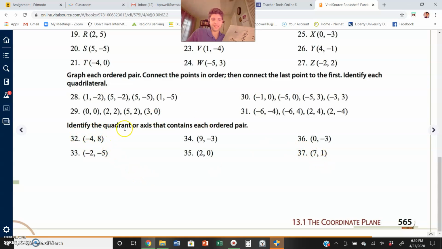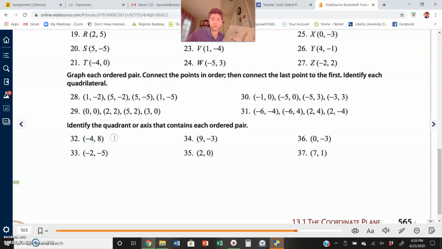It says identify the quadrant or axis. So for number 32, you can look at your graph and say, okay, where would -4, 8 be? But all your answer will be is either first, second, third, fourth, x-axis, y-axis. It's one of those 6 answers. So that's all you have to put for number 32 through 37.